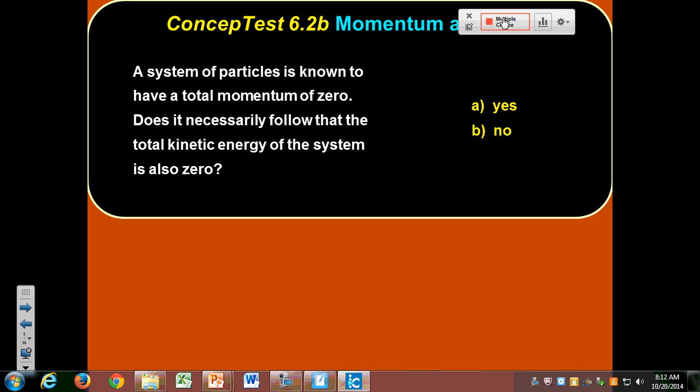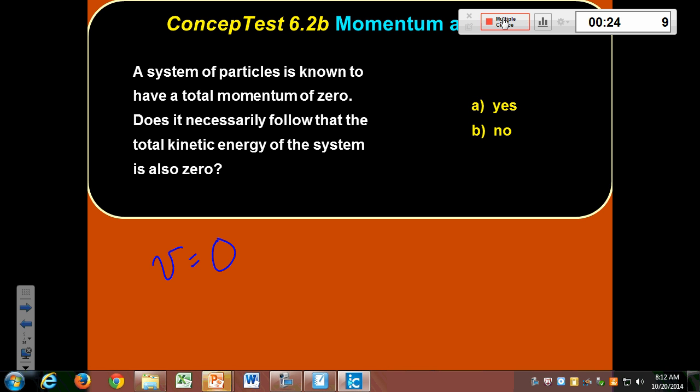Next: a system of particles is known to have a total momentum of 0. Does it necessarily follow that the total kinetic energy of the system is also 0? Oh, on the previous one, I'm sorry, those of you who didn't get it right: if the kinetic energy of the particles is 0, that means the velocity of all the particles is 0. If a system has 0 kinetic energy, nothing is moving. And that's why the momentum of that system has to be 0.